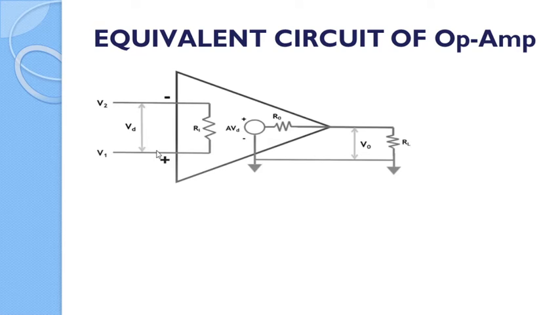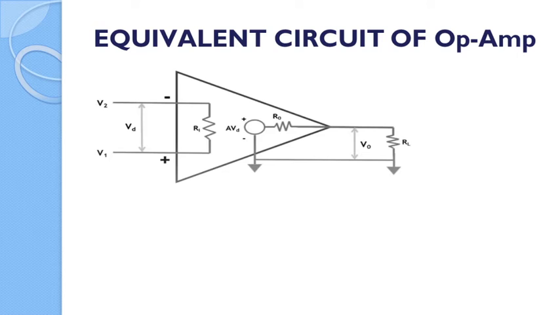And the difference between these two inputs is VD. So VD is nothing but the difference between the two input signals V1 and V2. Here Ri is the input impedance, so the input impedance Ri will be at the input side of an operational amplifier. Next, R0 is the output impedance. And the most important thing to note about the op-amp is that it is a voltage controlled voltage source.